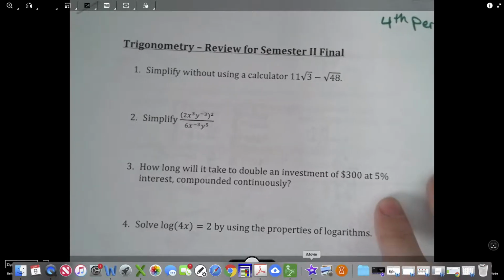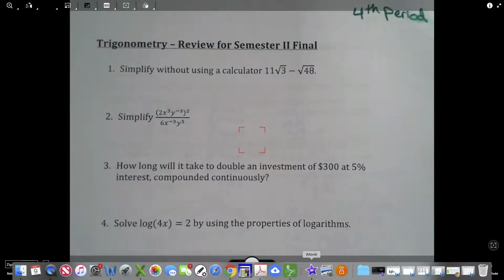Number 1. These are all still the advanced algebra stuff. Simplify without using a calculator. That means do not give me a decimal. Can you add them together if they don't have the same root in the back? No. So then we just circle that and that's the answer. No. What do you do?